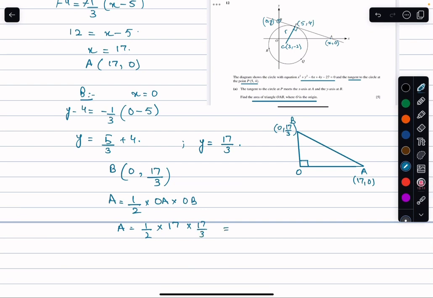I shall say that my area is going to be 17 square divided by 6, which comes out to be 48.17 unit square. Or giving it up to 3 significant figures, I should say it's 48.2 unit square.